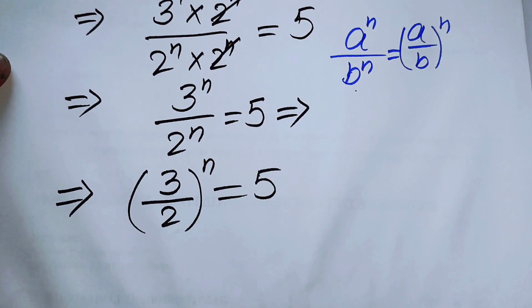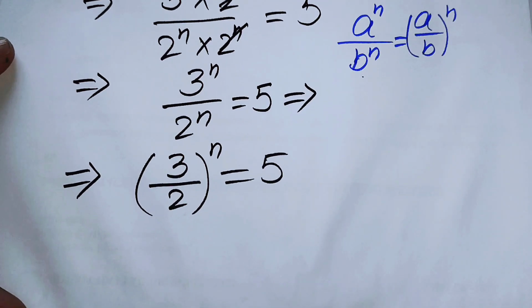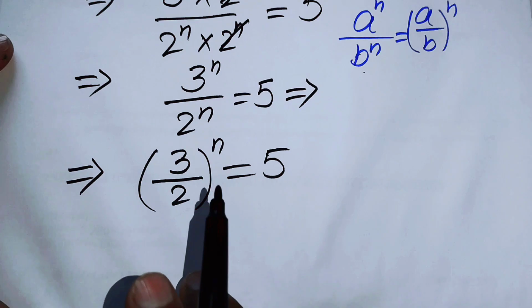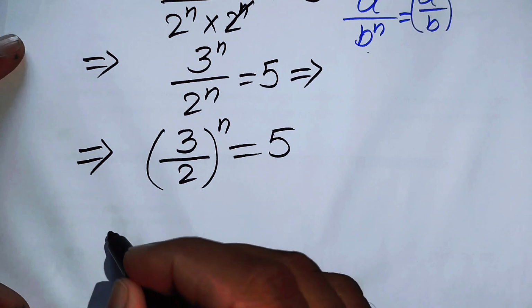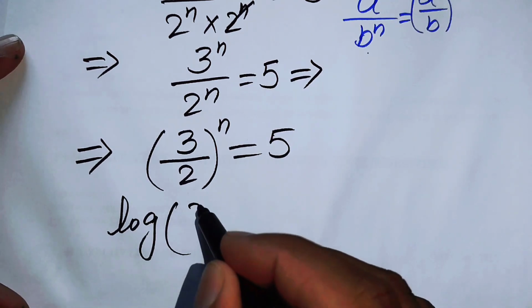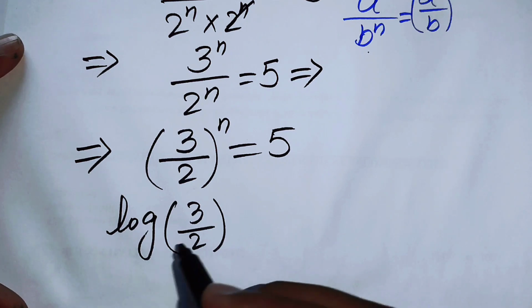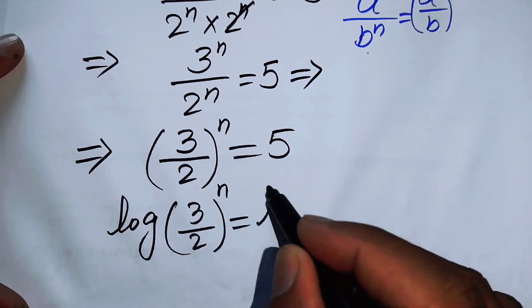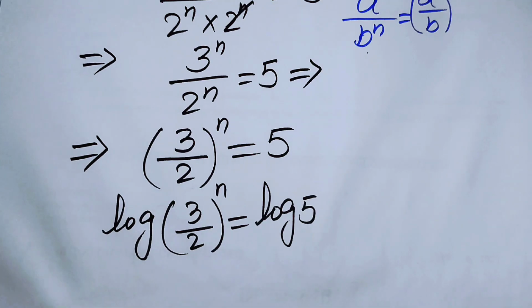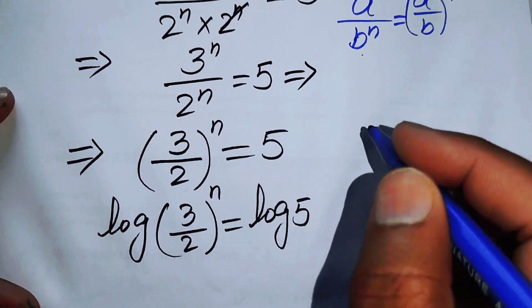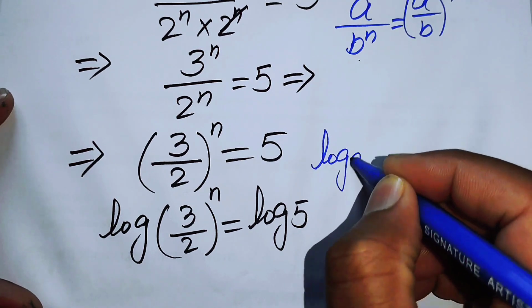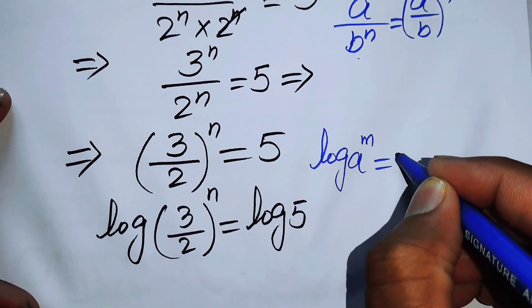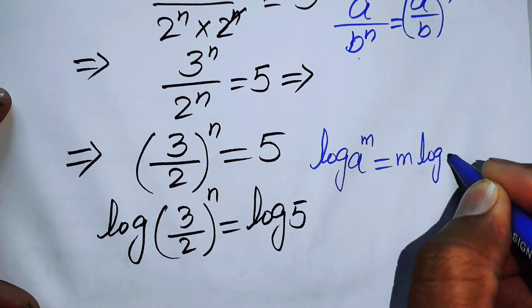And now our aim is to find the value of n, so in order to find the value of n we will just take the log on both sides, so that you get log of 3 over 2 to the power of n is equal to log of 5. And now we can apply another law, one of the properties of logarithm, that if we have log of a to the power of m, it is equal to m times log of a.